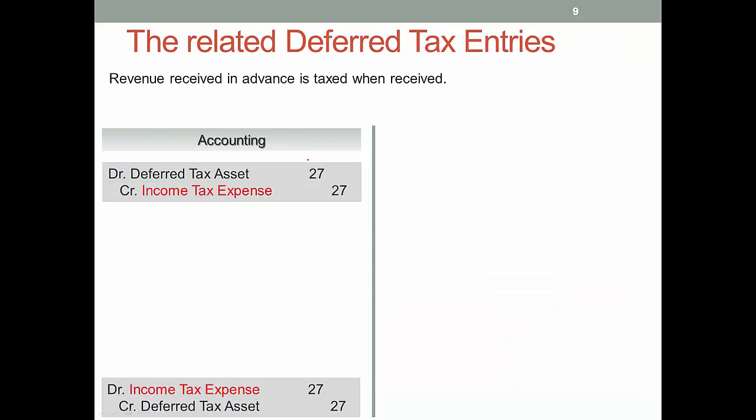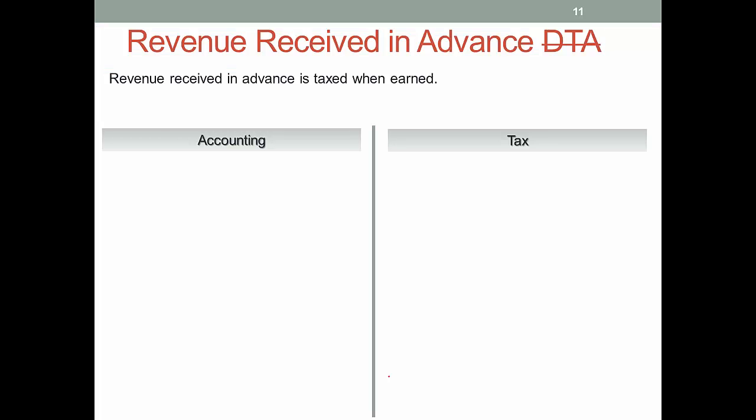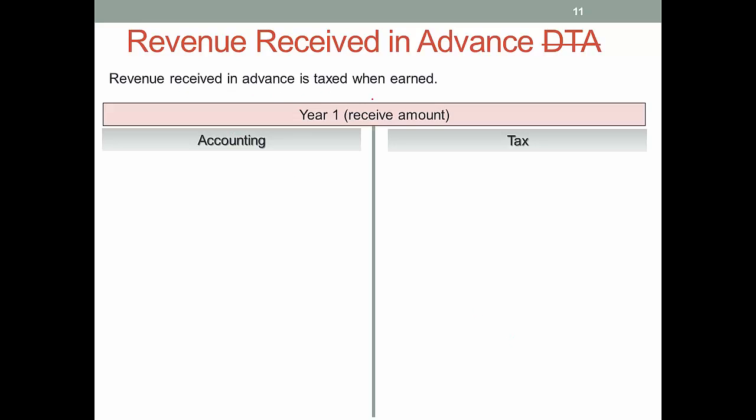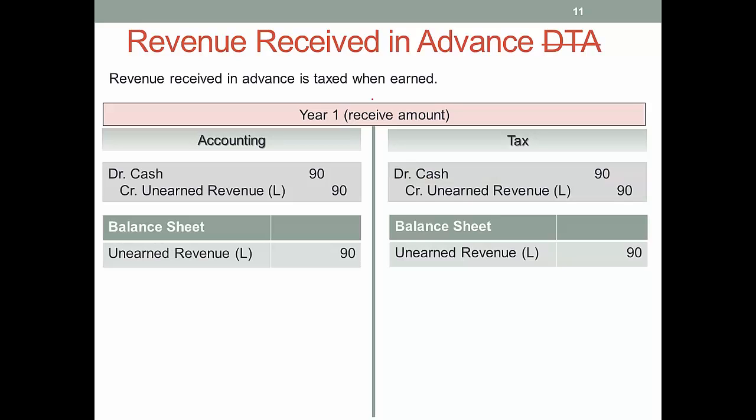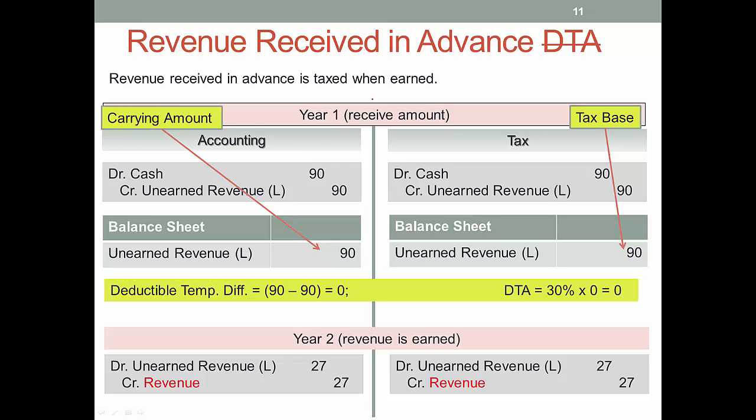So have a look at the journal entries for tax. Well, in the first year, recorded deferred tax asset. In the second year, it goes away. Okay. Now, what if we had no difference? So what if accounting and tax were treating this item the same? So revenue received in advance is taxed when earned. In that case, the two entries would be the same. On the balance sheet, the carrying amount and the tax base would be the same. There'd be no DTA, and the journal entries in the second year would be the same. And of course, there would be no DTA to reverse. I think it's obvious, but it's useful making the comparison.